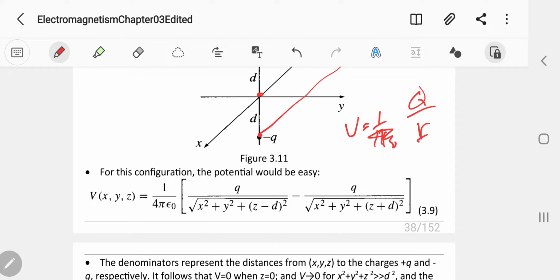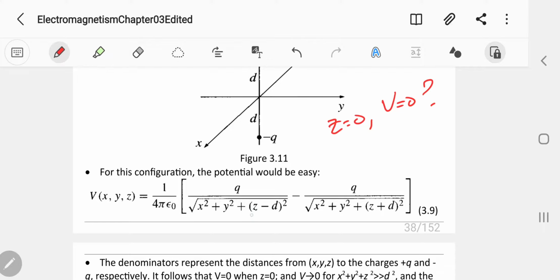So since there are two charges, you can add up the potentials here. But in this case, this one is supposed to be plus q and this one is supposed to be negative q, so that it's automatically negative. So what is the potential at z equal to 0? If z is 0, this is just d squared, and this is also just d squared. So the potential is 0 indeed at z equal to 0.